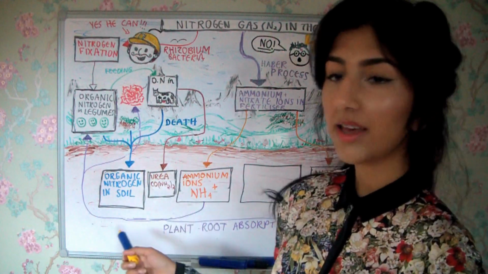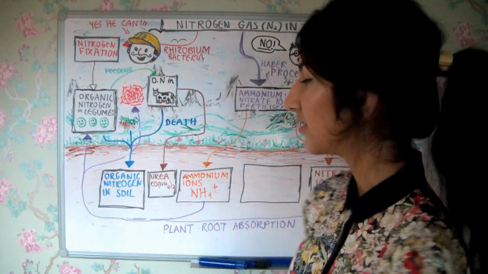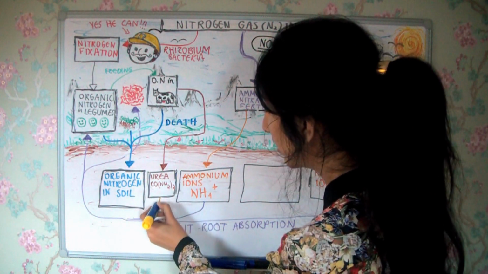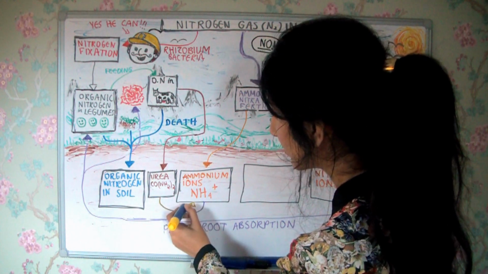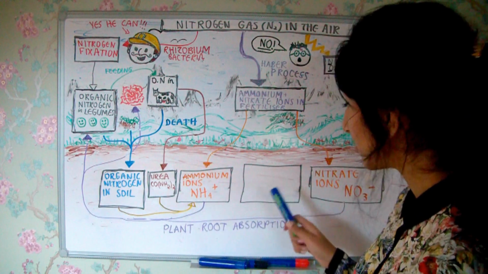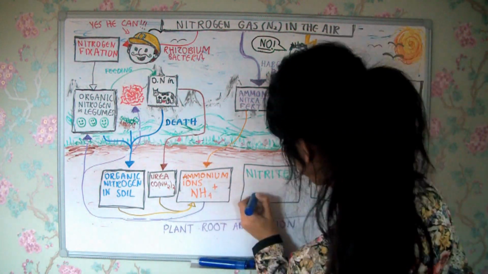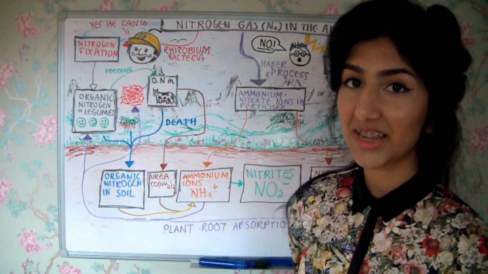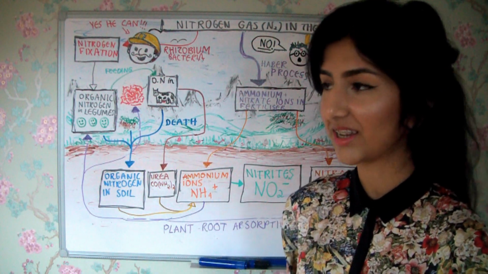Now both the urea and the organic nitrogen in the soil become ammonium ions in the soil. And the ammonium is oxidised into nitrites. And this oxidation is done by nitrosomonas bacteria.